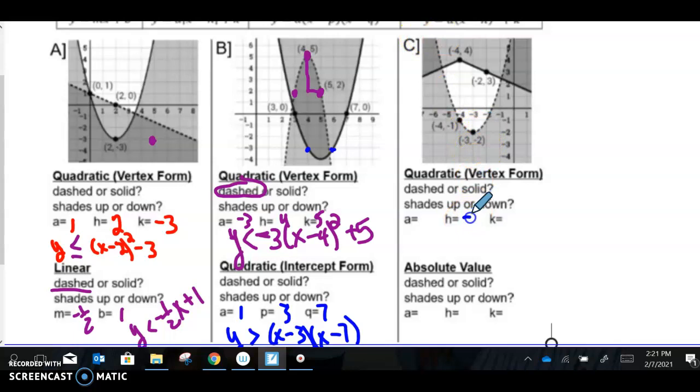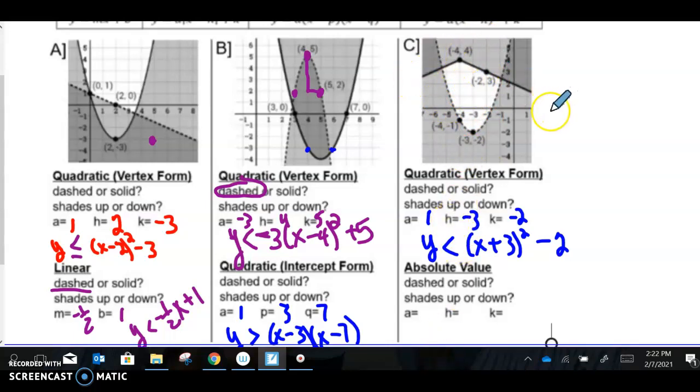I do have the vertex of -3, -2. And again, it looks like I just go up 1 over 1. So a is 1 again. So I have y is less than x plus 3 squared minus 2. It's x minus -3, so x plus 3 squared. Now, I just said less than because it looks as though I shaded everything under the parabola. That would be less than. I didn't shade this stuff up above the parabola.